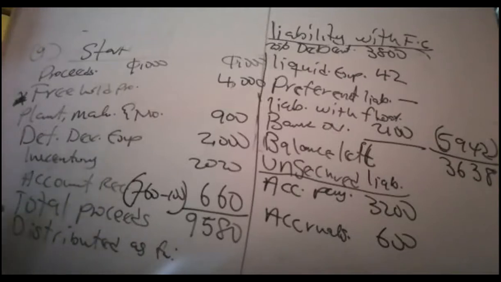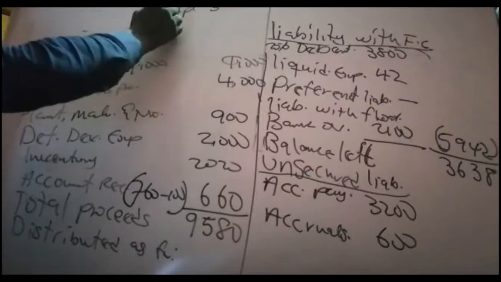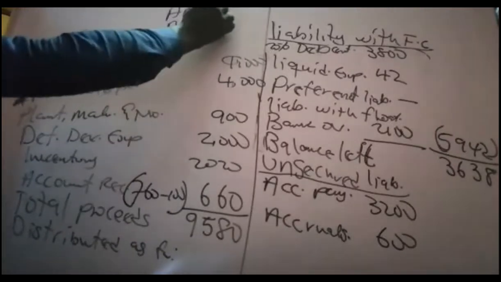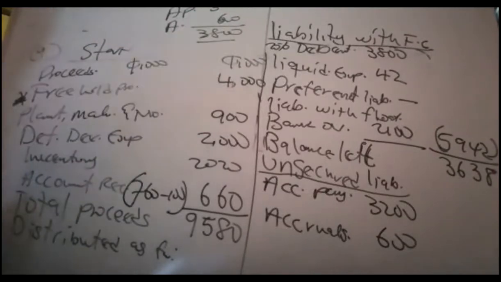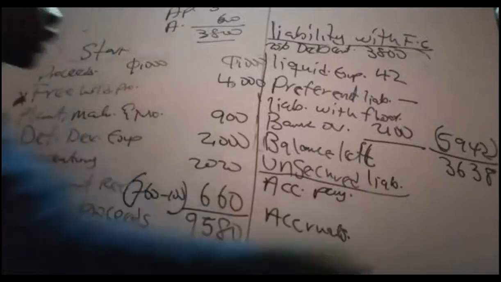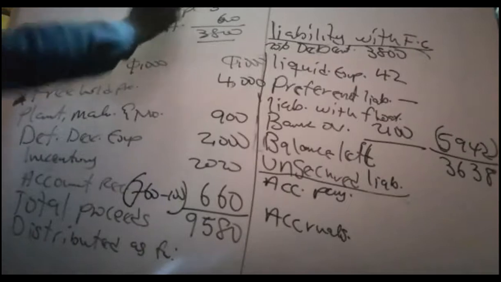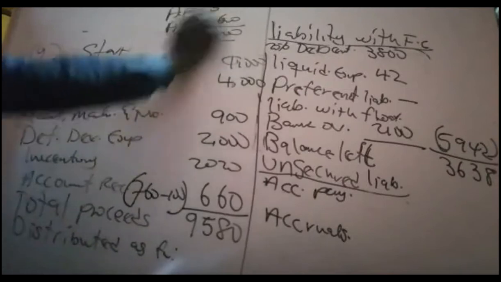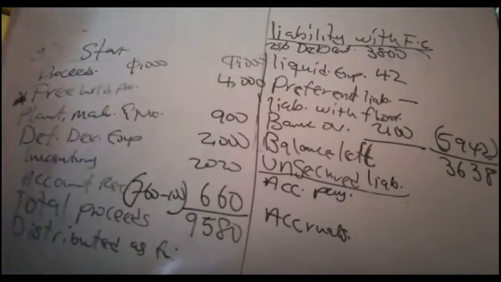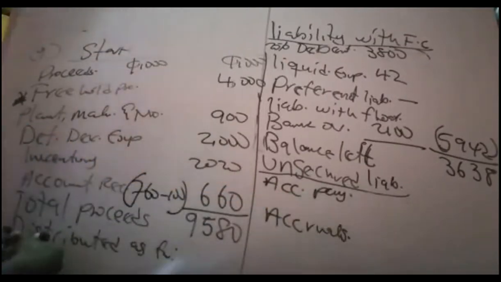Their total will be, so account payable will take 3,200, accruals will take 600, putting all you get 3,800. So if you want to share, account payable will take 3,200. Sorry, that part wasn't coming in. All what I'm trying to say is this. If you put the 3,200 and then the accruals together, you get 3,800.